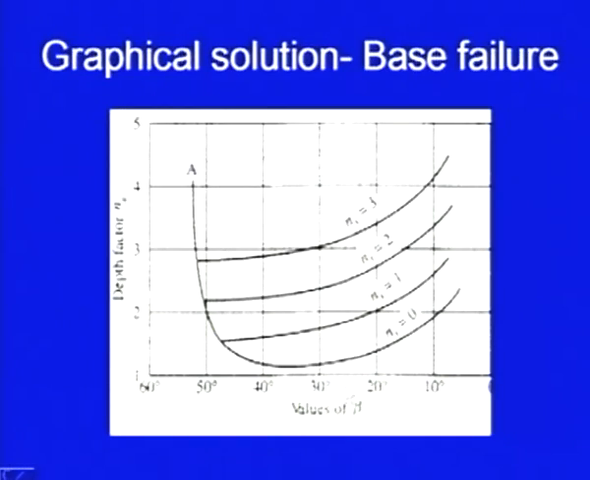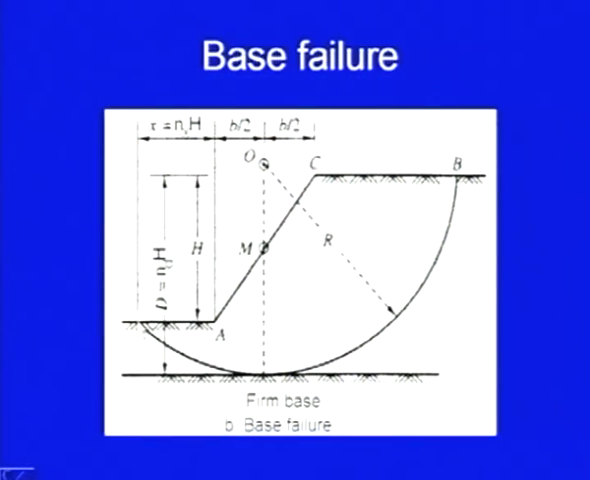So, for any beta value, say for example 30 degree, and for any Nd value, say for example 2, so Nd is equal to 2, beta is equal to 30, here is the point. Roughly, this curve is Nx equal to 1, this curve is Nx equal to 2. So, you can interpolate in between them to find Nx. Once Nx is known, you can find out how far from the toe the circle is touching the ground, and then you can complete this circle.